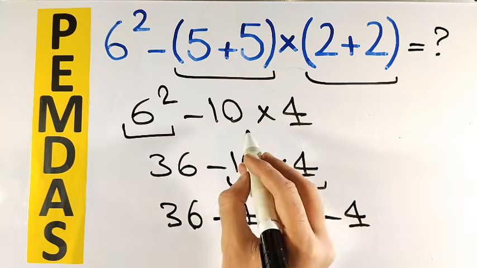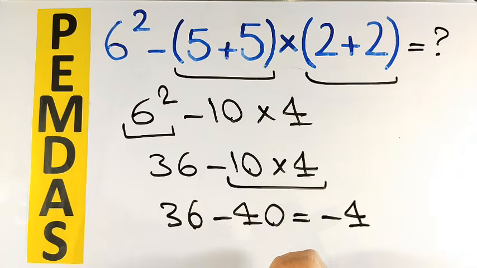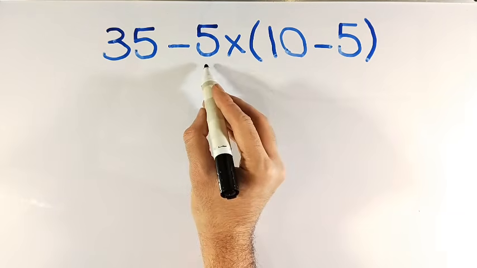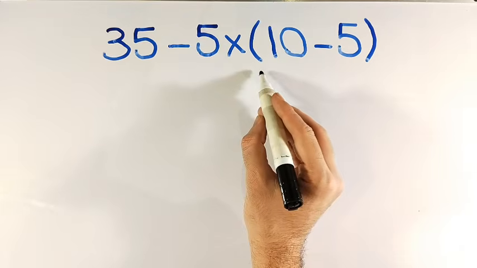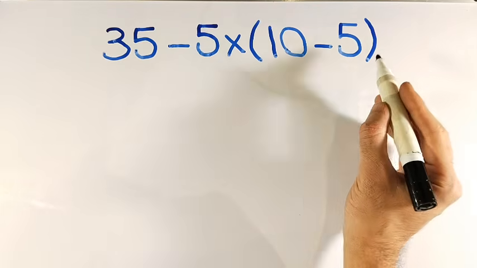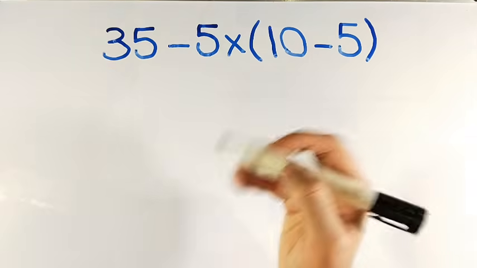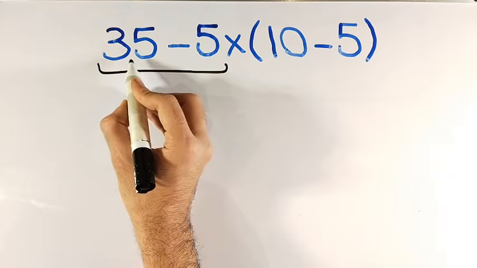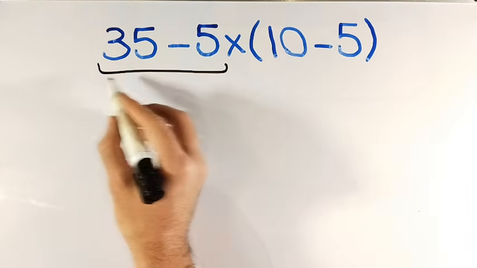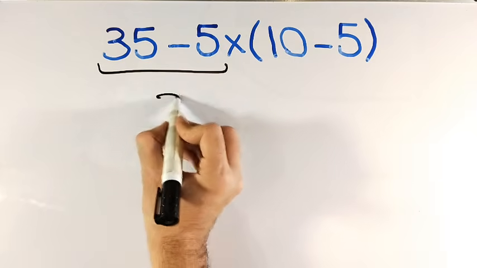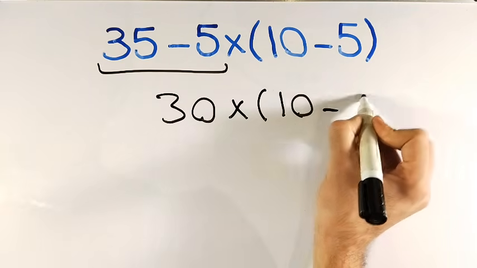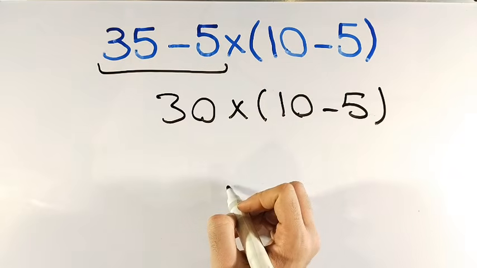Alright, now let's solve another math question together. What is the value of the expression 35 minus 5 multiplied by (10 minus 5)? Many people, when solving this question, first go for the subtraction between 35 and 5 and instead of this expression, they write 30 multiplied by (10 minus 5).